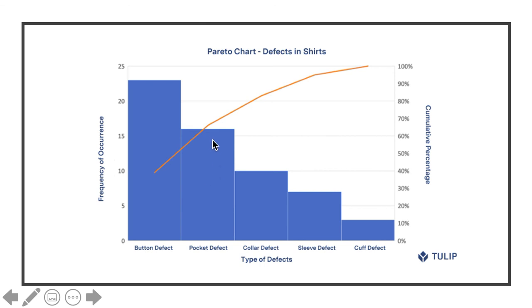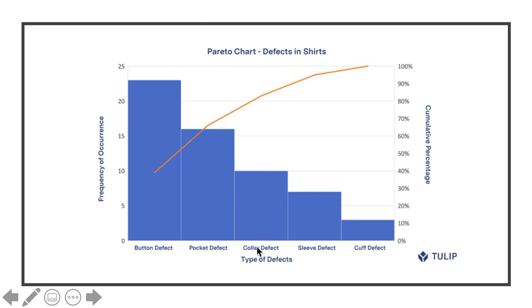Okay, so how can we get the cumulative percentage? So you just add the frequency of the cumulative frequency, no? You add the number of defects for the button, and then you add the frequency for the pocket defect, and the sum of it, you divide it by the total frequency. And then you plot here the corresponding cumulative percentage under both the button defect and the pocket defect in this bar.